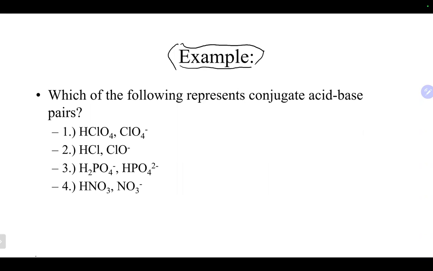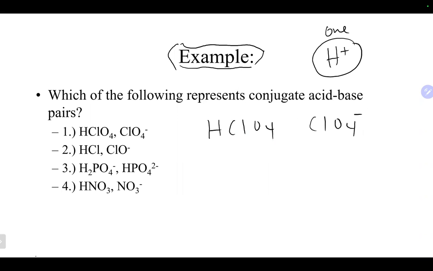Okay, let's take a look since we're getting to the end here. So really what you're looking for is the difference of 1 H plus. So that's what we're looking for. If we look at the first guy, we got HClO4 and ClO4 minus. You could do it one of two ways. You could take the H off of this guy, and then the plus should then make me one more negative, and they do match. So that would definitely be a pair. Or you can put the H plus back onto this guy, and it should match the guy on the left there if you like to do it that way.